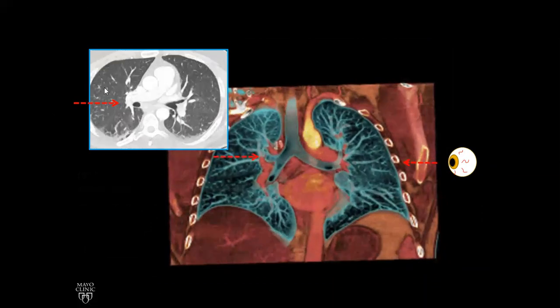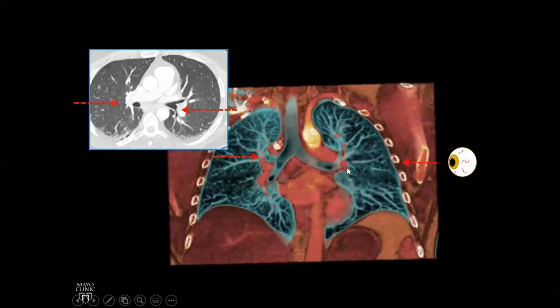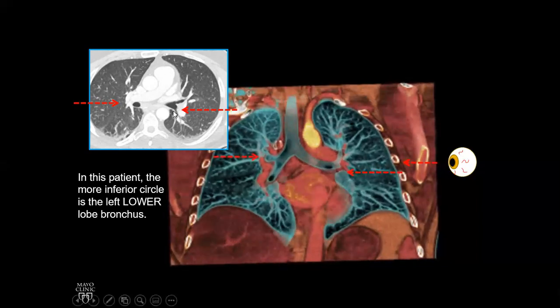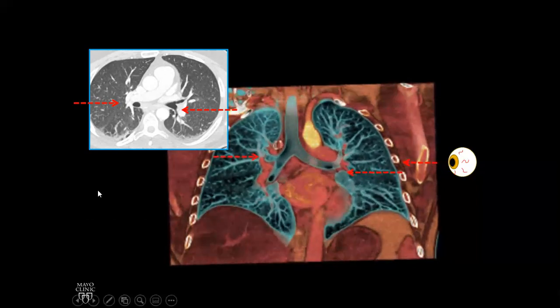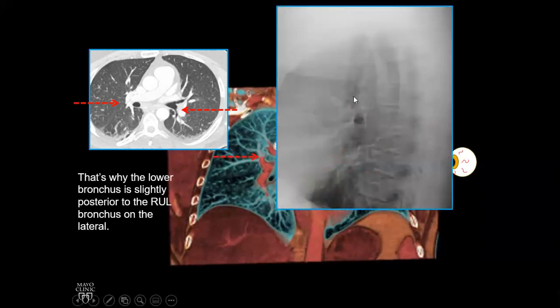Now, this is a slice more inferior on the same CT scan, looking at the left. And in this patient, the more inferior circle is the left lower lobe bronchus. This bronchus is going posterior, and this back here is the left lower lobe. And that's why the lower bronchus is slightly posterior to the right upper lobe bronchus on the lateral in this radiograph in this patient. So there's the right upper lobe bronchus. It's a little more anterior. And this is the left lower lobe bronchus. And because the left lower lobe is a little more posterior, this one's a little more posterior. But that's specific to this patient.